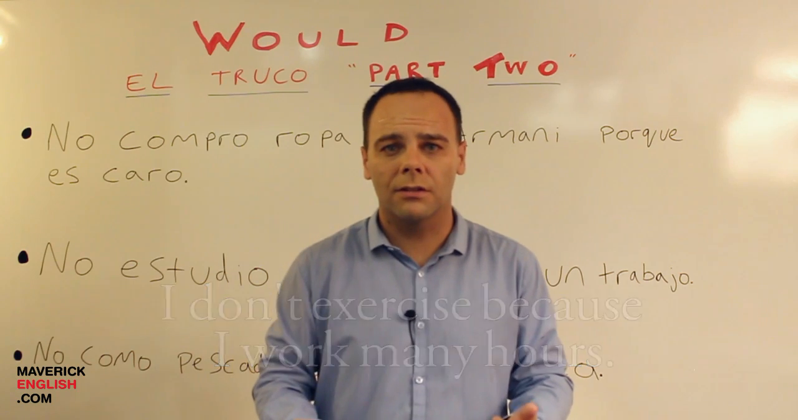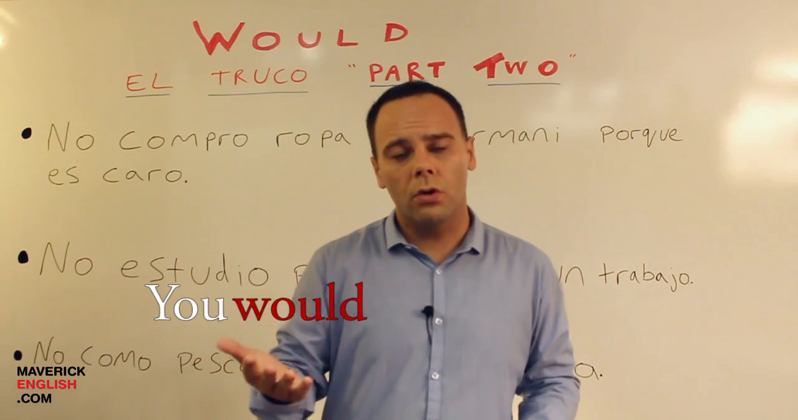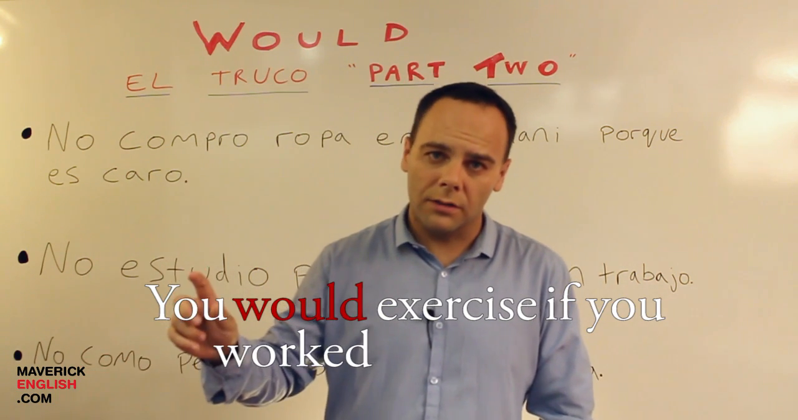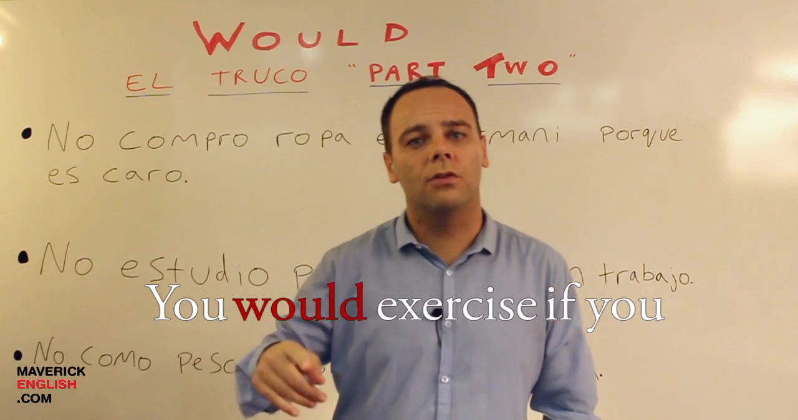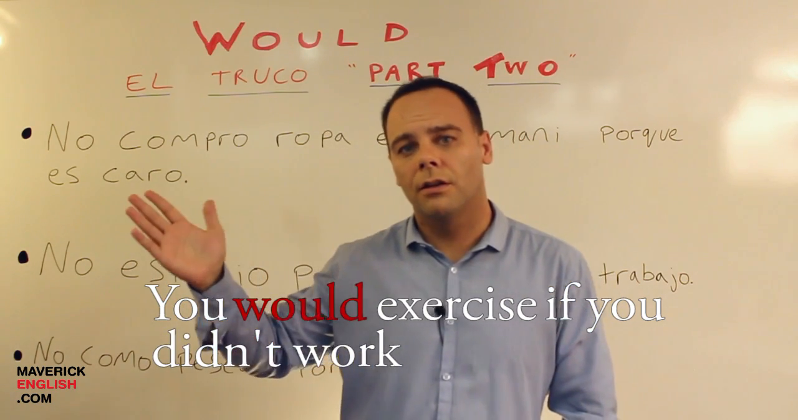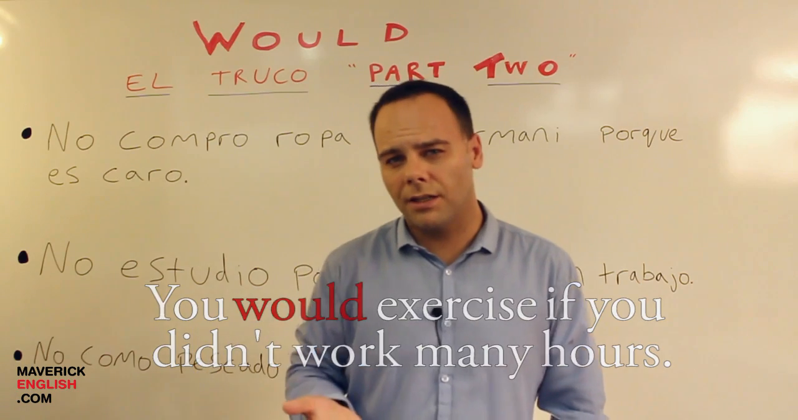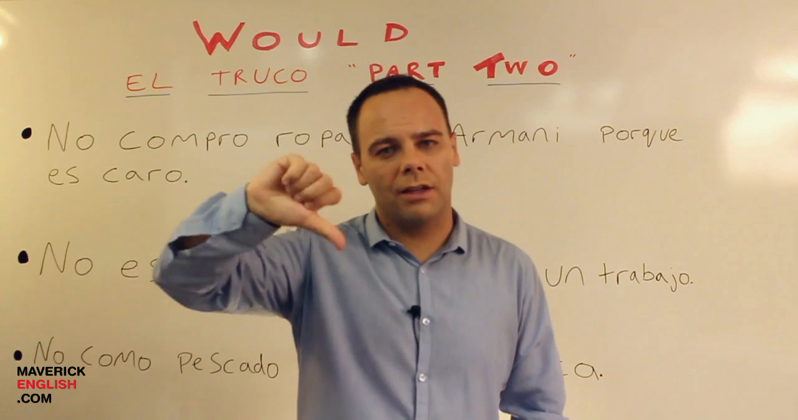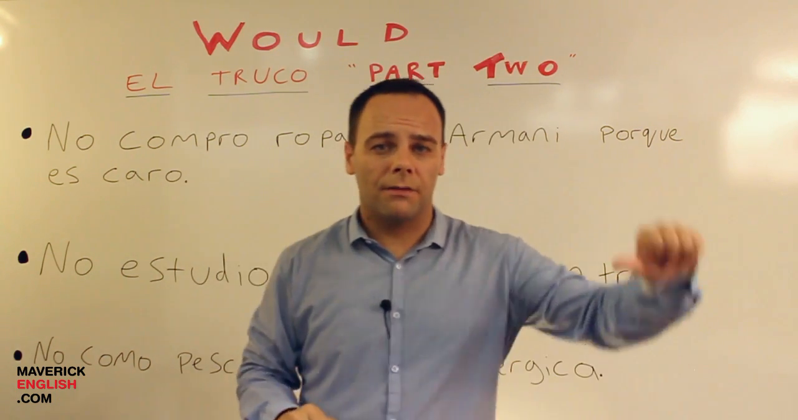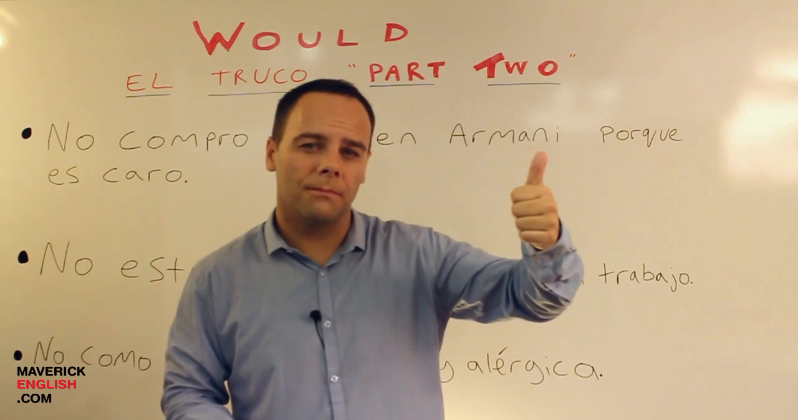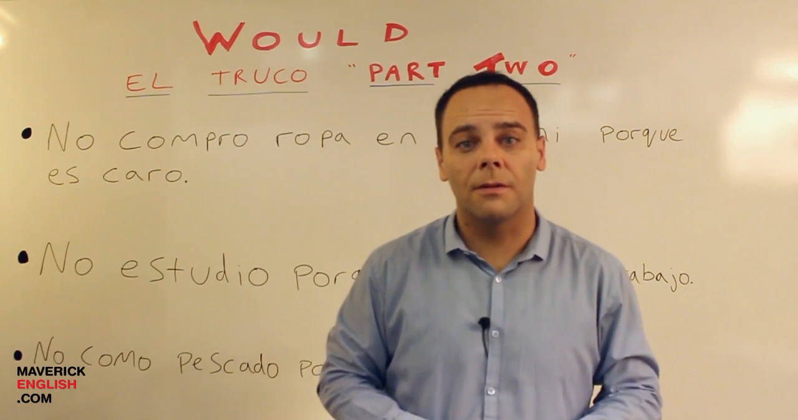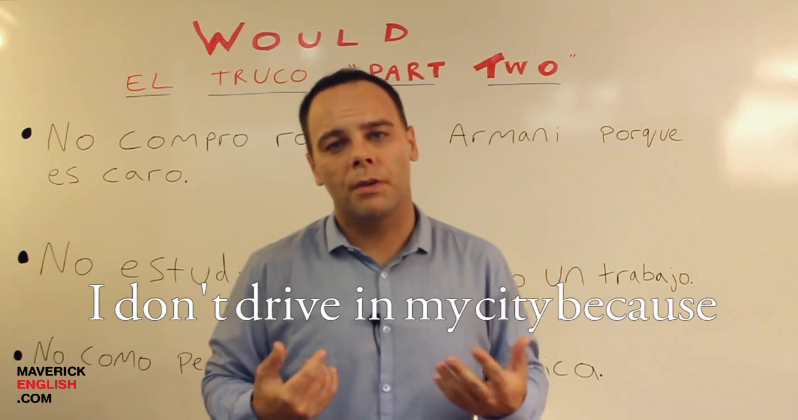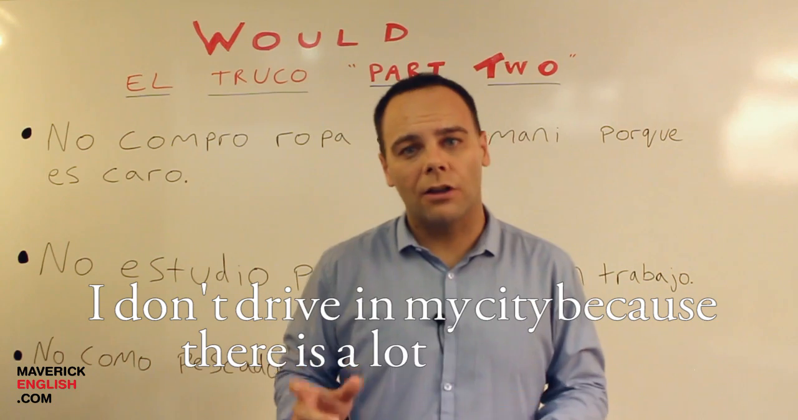So the second conditional is you would exercise if you worked less hours or if you didn't work many hours. Okay, ready? So if it's positive in the present, it needs to be negative in the second conditional. It's the opposite, okay? And if it's negative, it needs to be positive, okay? Right? Got it. Let's give you another one then. So, I don't drive in my city because there is a lot of traffic.